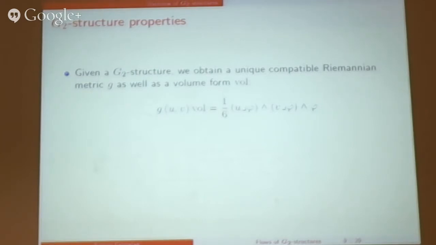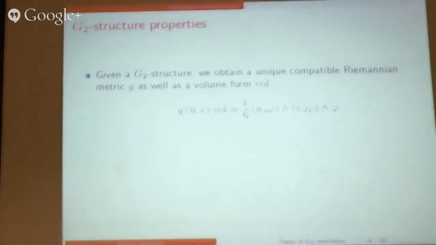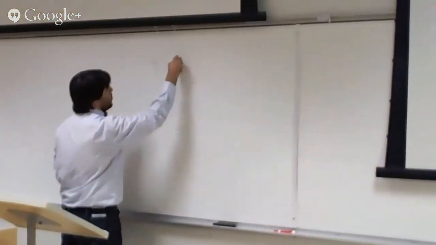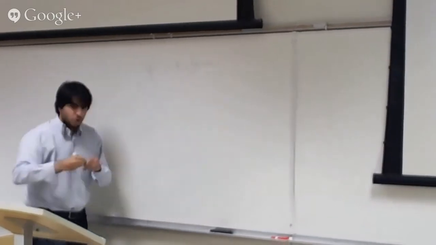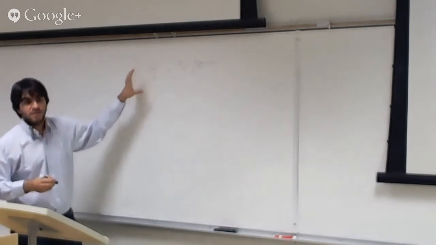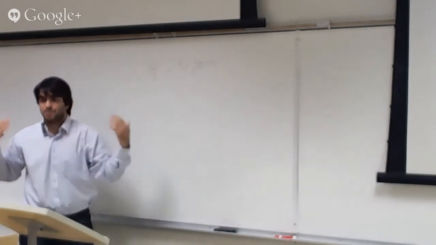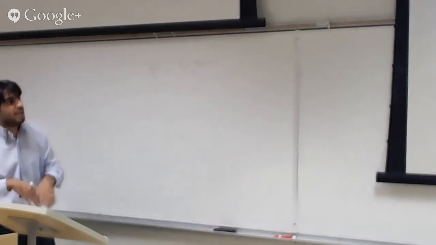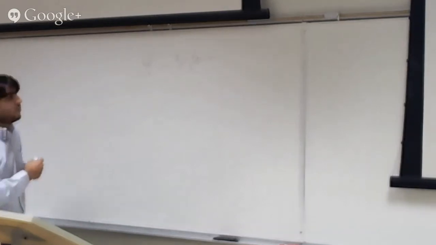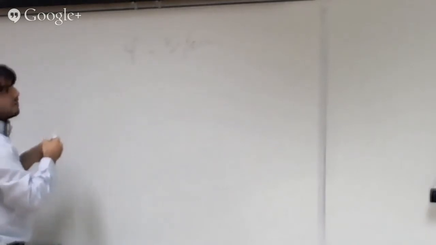Okay, so let's just recap what we have now. Let me write on the board here. We have a 3 form phi. At every point, this 3 form is positive, so at every point it defines a positive metric. And since this is smooth, we can also get a smooth metric on the full manifold. The metric is defined by the expression.